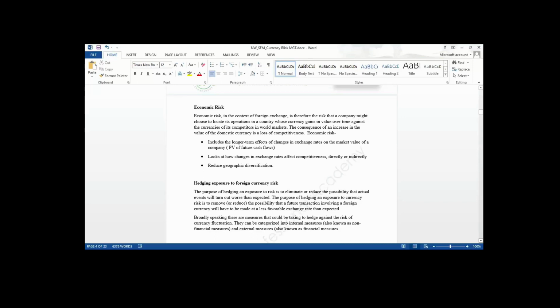Imagine Mobil Oil or Shell Petroleum, with parent company in the US. This company has investment in Nigeria. They invested with dollars. The dollar was converted to naira. Now, naira is losing its value.